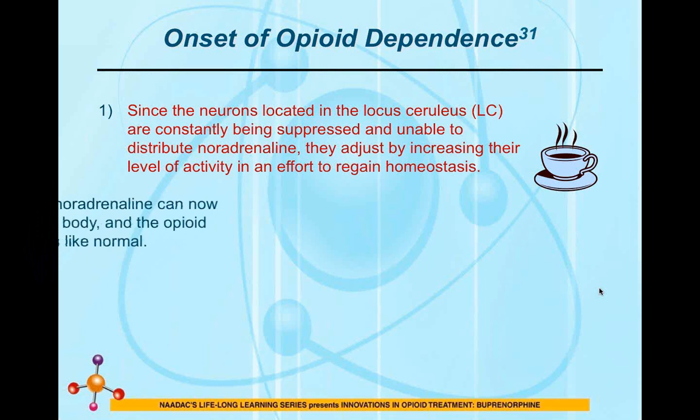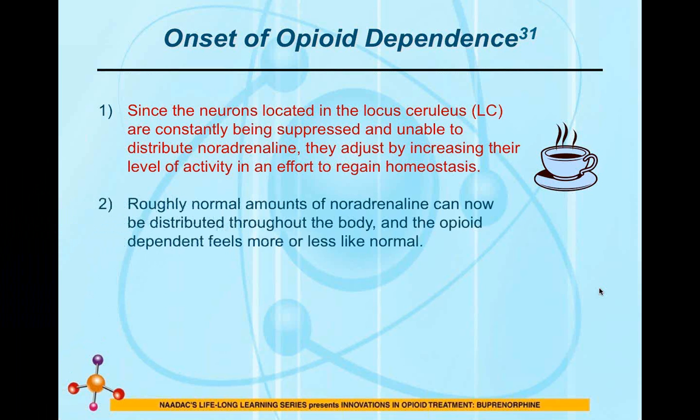So now it has made a shift to where there are roughly normal amounts of noradrenaline flowing throughout the body with opioids on board, and that makes the opioid-dependent individual feel more or less normal. Because let's think about that all the way through: if you've got opioids on board, which suppress noradrenaline, the brain is not feeling normal. And so therefore, it has increased the amount of noradrenaline flowing through the brain, making the individual feel normal, but only feeling normal when opioids are on board.